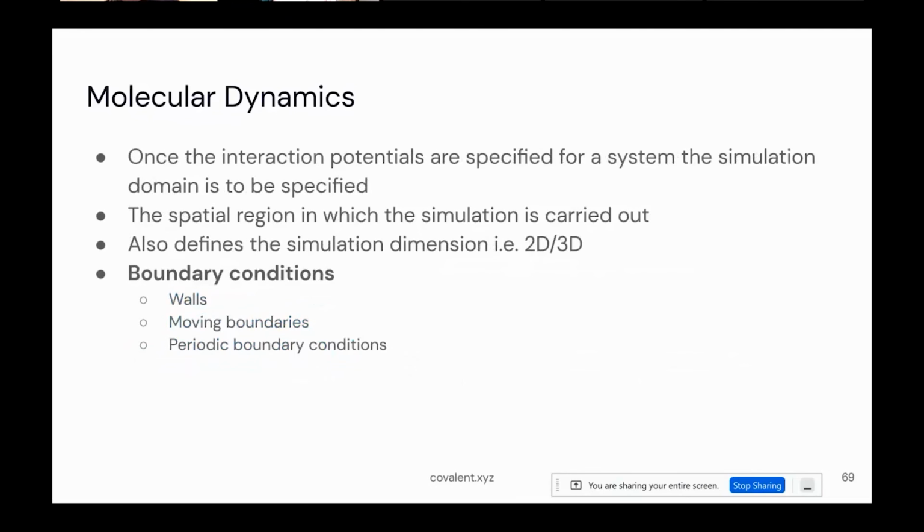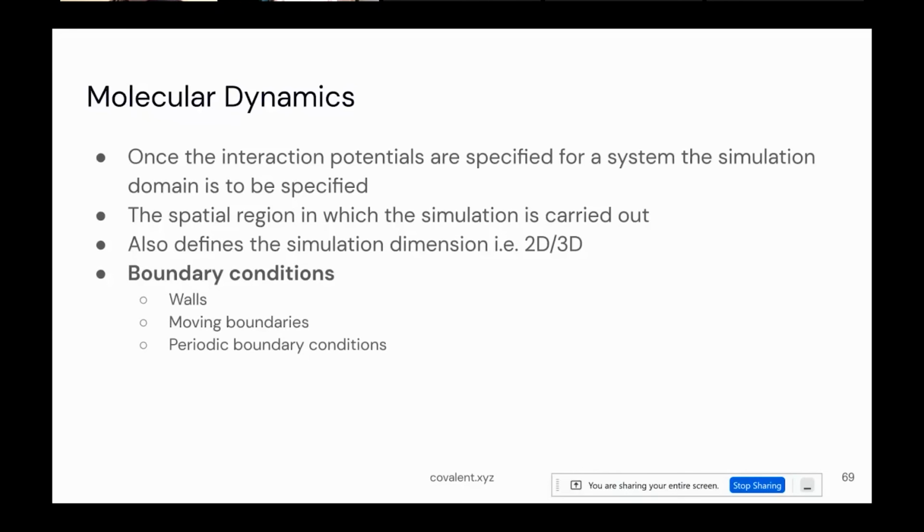Now once you've defined the interaction potentials, you just need to tell where in space, or what are the confines within which the simulation ought to occur. So that's what the domain refers to. It's just the spatial region in which the simulation is carried out, and it also sets whether the simulation is 2D or 3D. As part of this example, we'll be doing a 2D simulation.